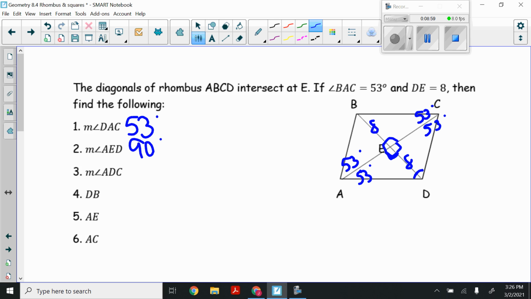Number 3, the measure of angle ADC. ADC, this whole angle down here. I know that my angles, all three in a triangle, have to add up to equal 180. So if I have this triangle right here, I can say 90 minus 53 equals that little angle in there. So this little angle is 37, but remember that they have to be the same. So 37 plus 37 would be the whole great big angle of 74 degrees.